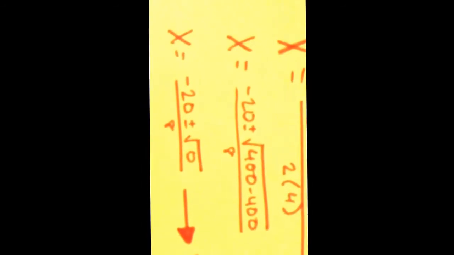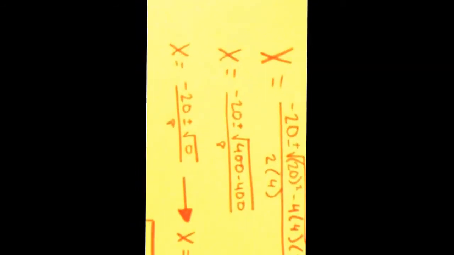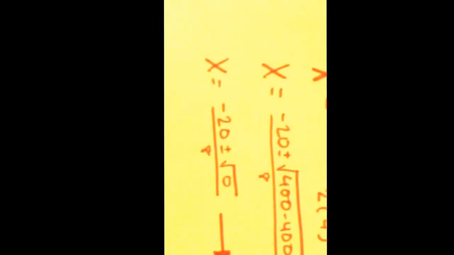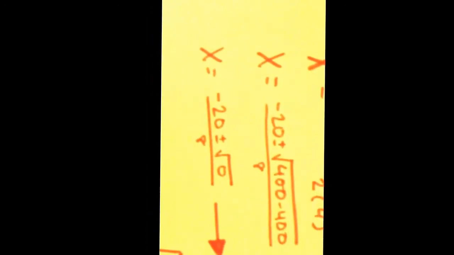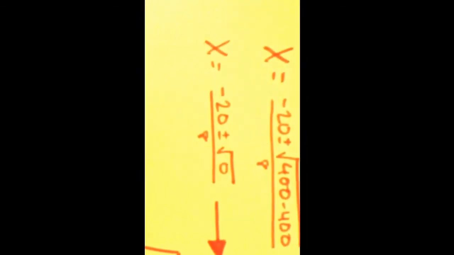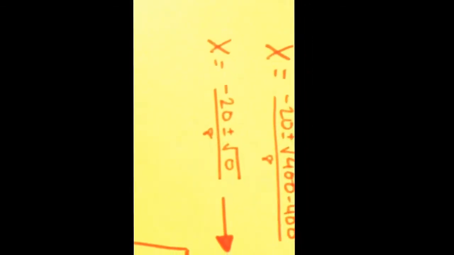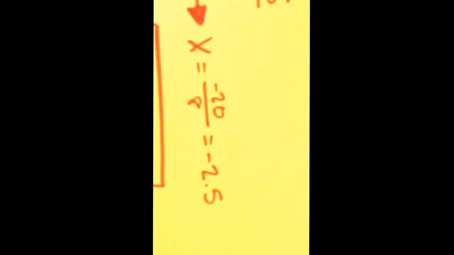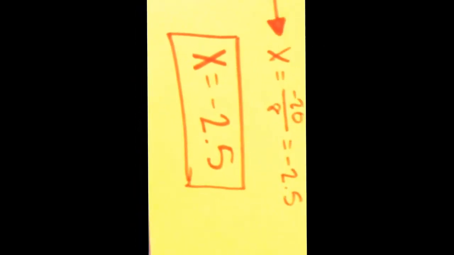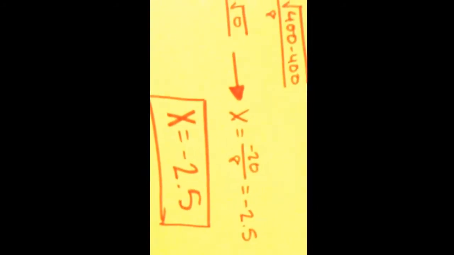We simply plug that into the calculator and find negative 20 plus or minus the square root of 400 minus 400, all over 8. The square root of 400 minus 400 is 0, and the square root of 0 is 0, so you can cancel that out: negative 20 over 8. X equals negative 20 over 8, which is negative 2.5, which means the graph only intersects the x-axis one time.